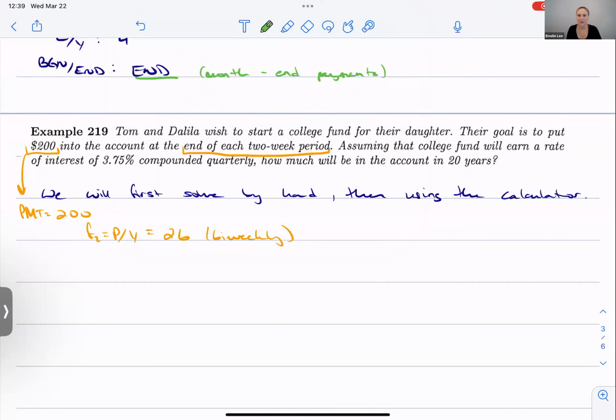Next chunk of information: assuming that the college fund will earn a rate of 3.75%, so R is 0.0375, compounded quarterly, so F1, which is the compoundings per year, is 4. Then if T equals 20, how much will be in the account? So that's the future value.